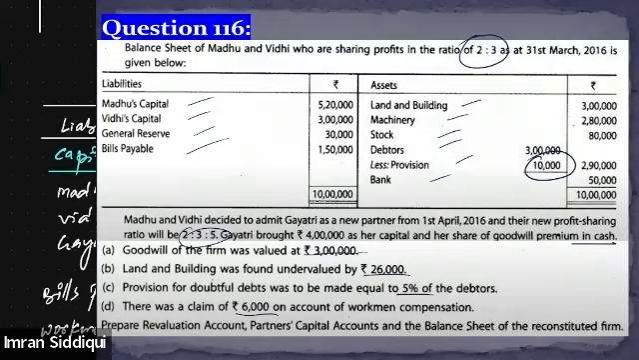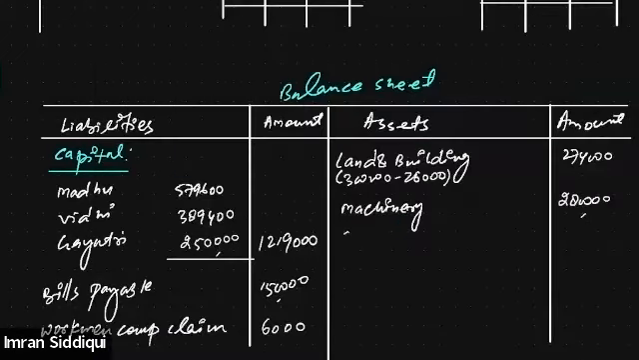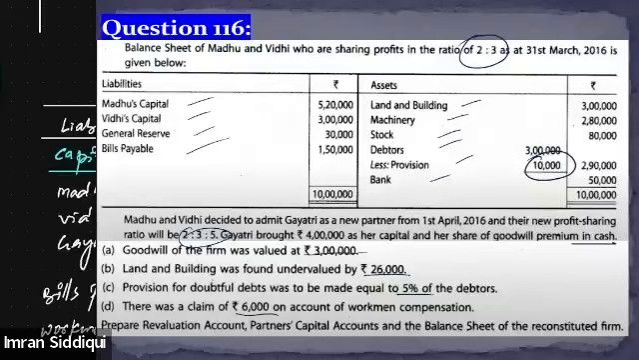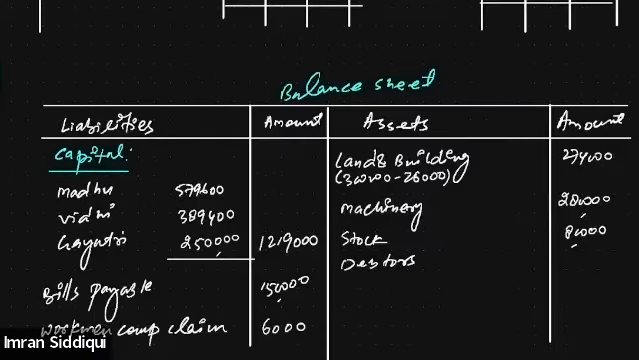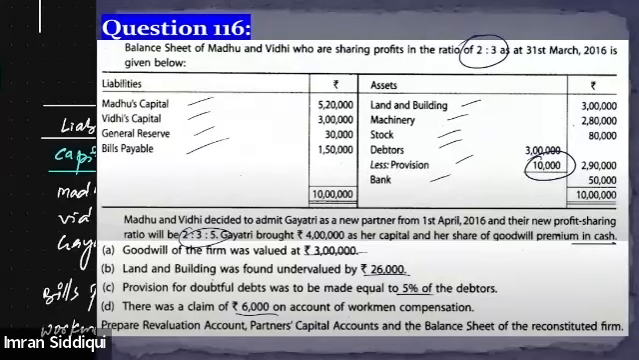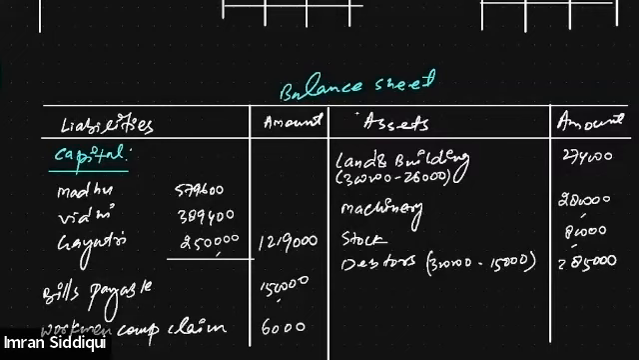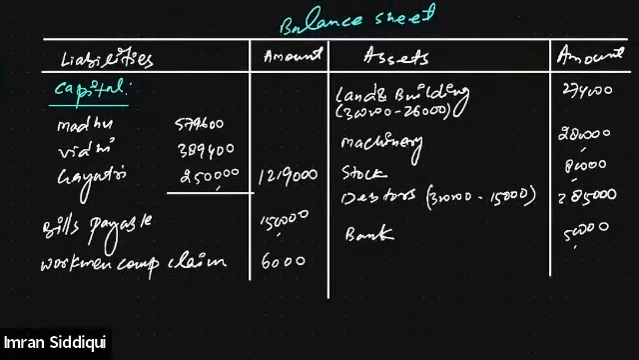Then stock 80,000. Debtors, we made a provision of 15,000. So now the debtors will be 3 lakh minus 15,000, that means 2,85,000. Apart from the debtors, we have bank balance of 50,000. Bank. Done. All right. Now let's just hope that both sides of the balance sheet get tallied.